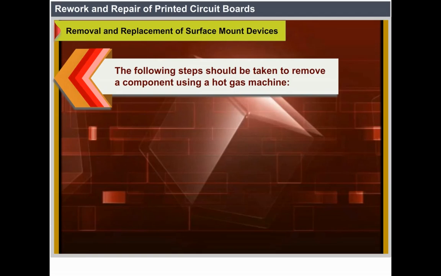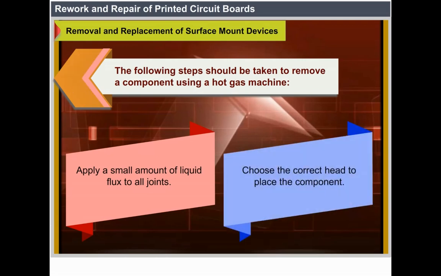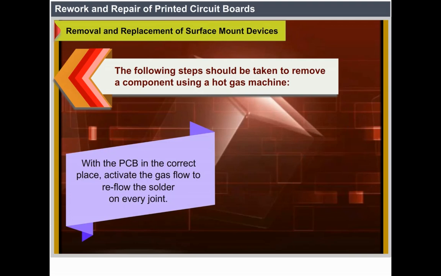The following steps should be taken to remove a component using a hot gas machine. Apply a small amount of liquid flux to all the joints. Choose the correct head to place the component. With the PCB in place, activate the gas flow to reflow the solder on every joint.